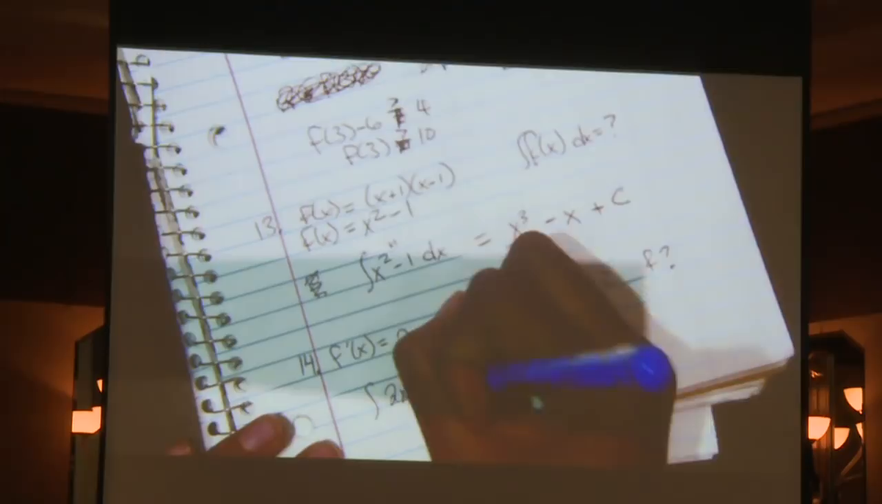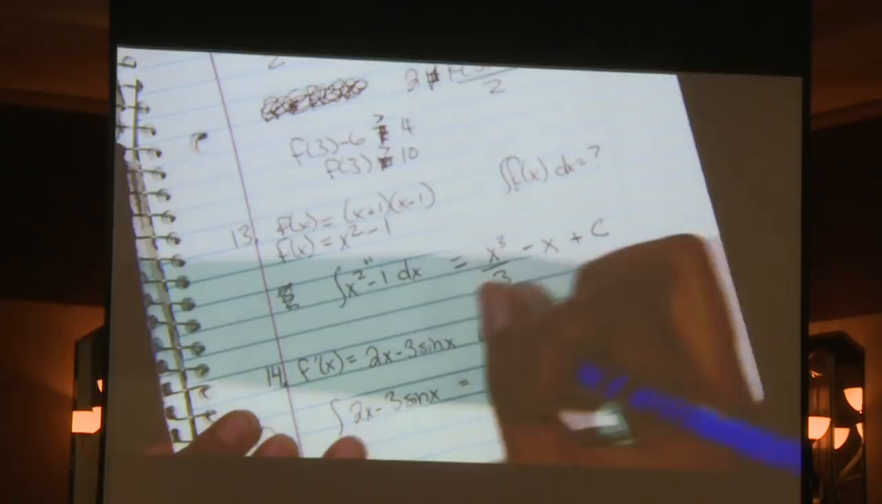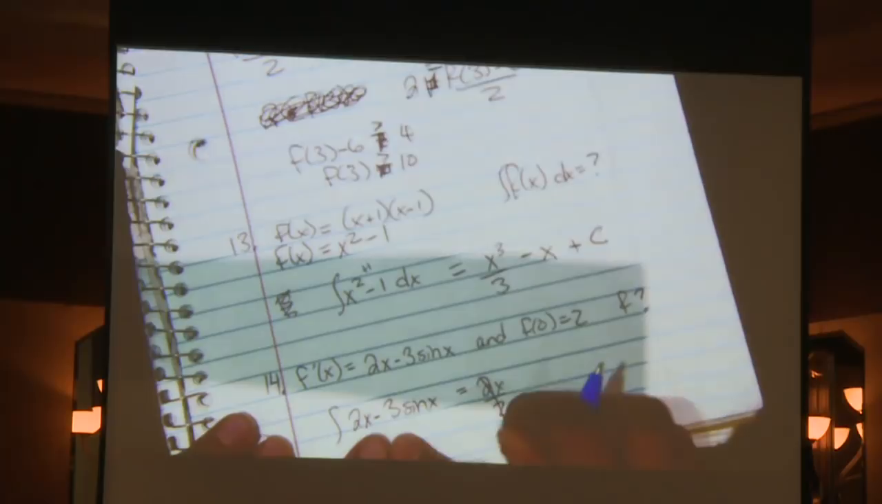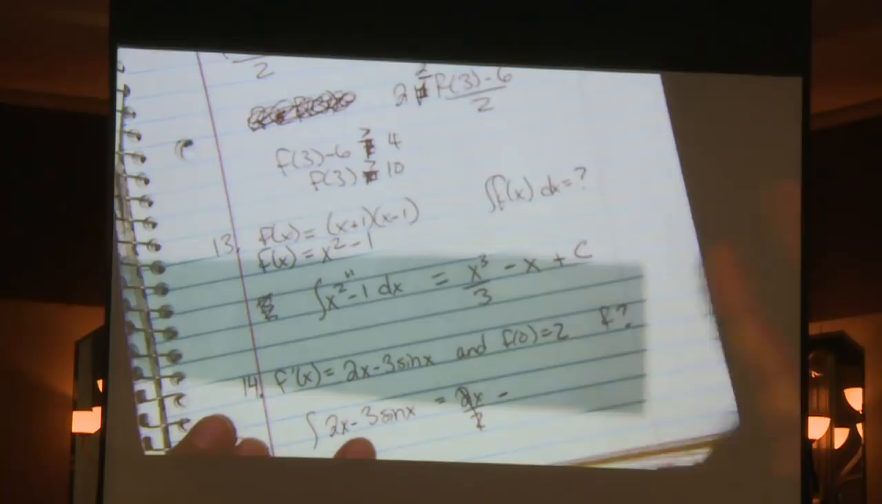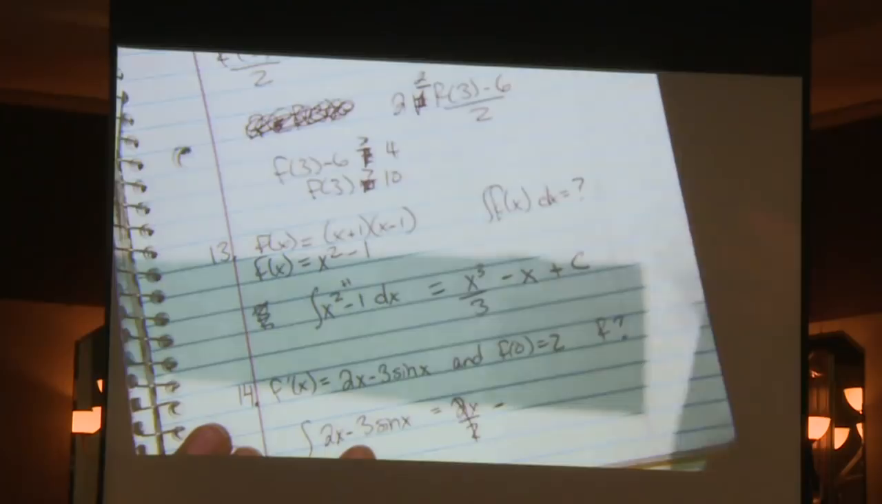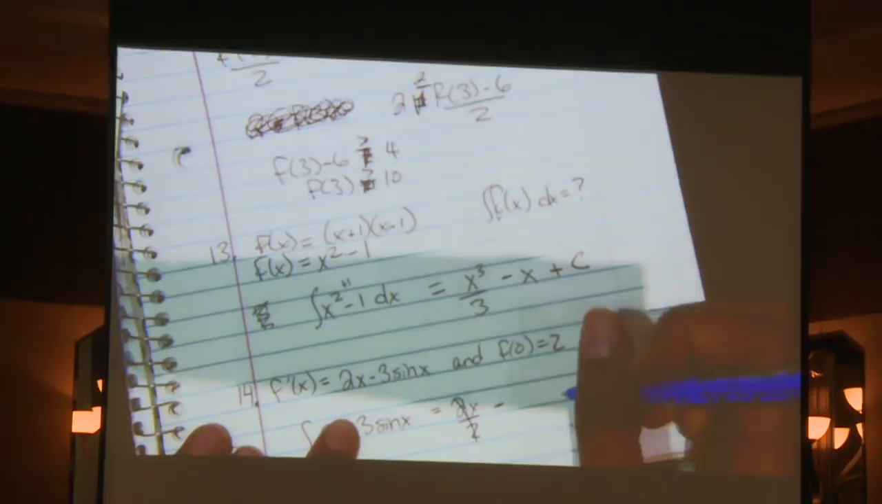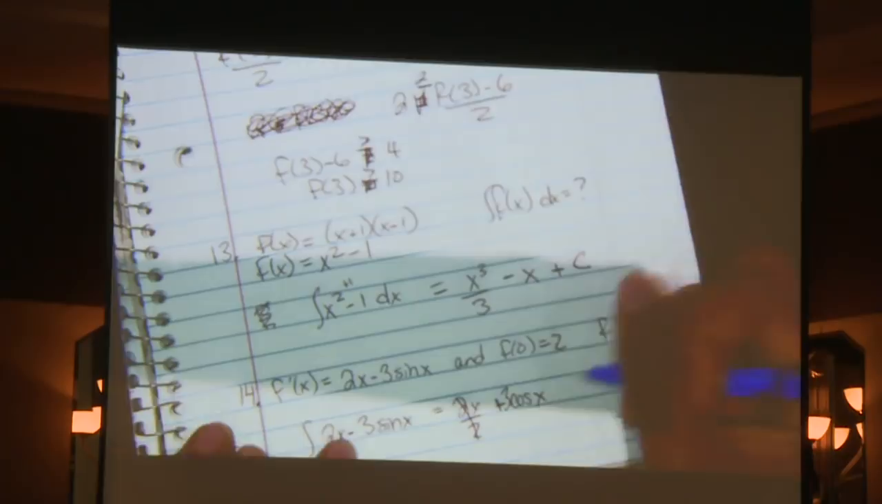Same thing as we did before. You're going to add 1 to the exponent, which gives us 2, and divide by that. So you get 2x squared over 2. Those cancel. And then this one, that constant, you keep that constant, and then you multiply it by the antiderivative of sine, which is going to be negative cosine. So that plus just comes from me multiplying a negative by a negative.